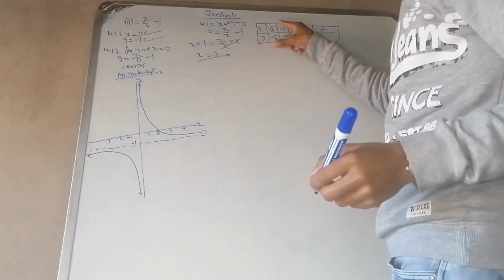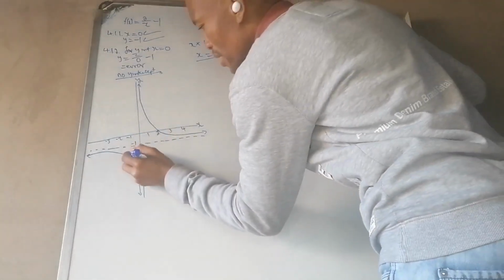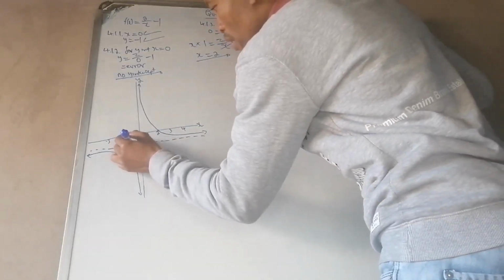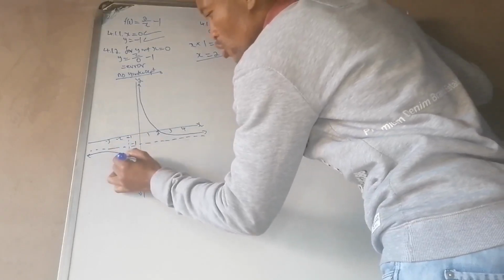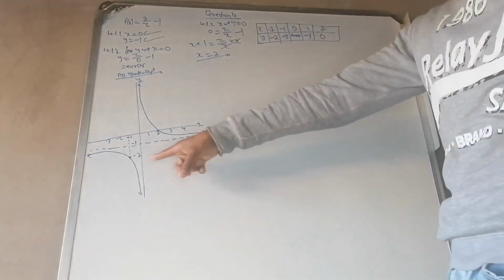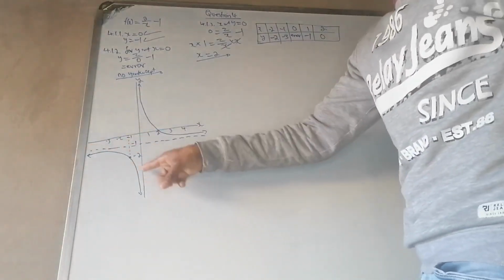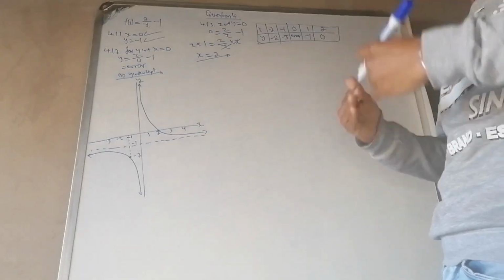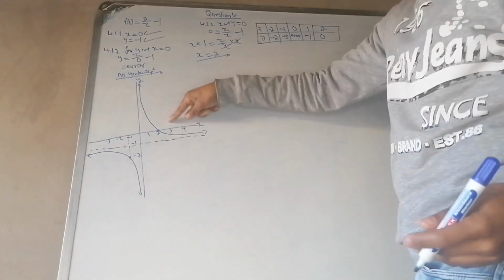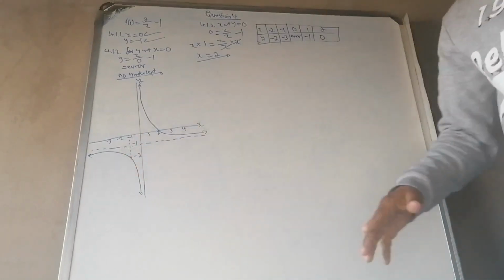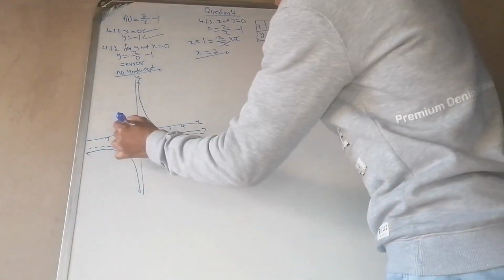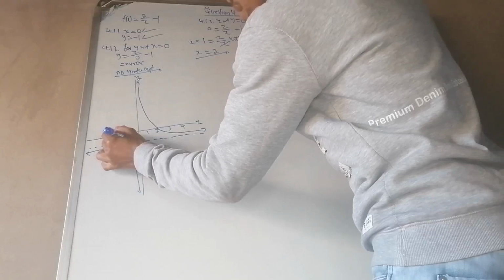Here x is minus 2, y is minus 2. Here x is minus 1, y is minus 3. You can't just draw something at random. They also want to see a few points on this side, something that is worthy of noting.